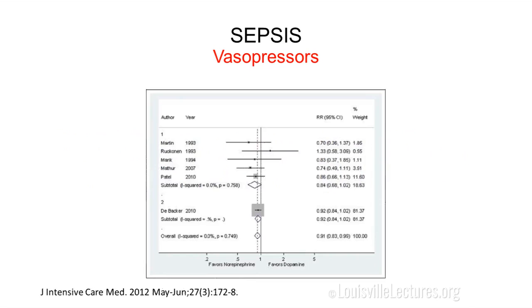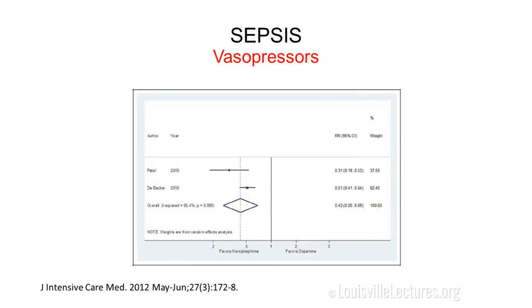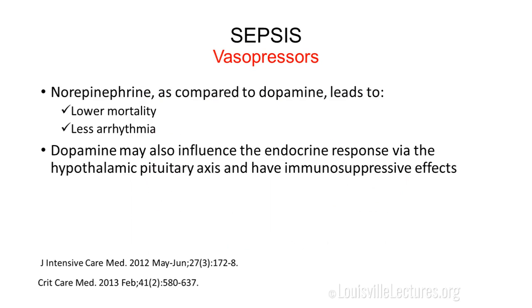But basically, what this meta-analysis shows is that the use of norepinephrine leads to a decrease in mortality by 90%, although the confidence interval is kind of wide. It also leads to a decrease in arrhythmia, and that's pretty significant here. So norepinephrine, as compared to dopamine, leads to lower mortality, less arrhythmia. Dopamine may also influence the endocrine response via the hypothalamic pituitary axis and have immunosuppressive effects. So the bottom line is norepinephrine should be a vasopressor of choice, particularly when you are comparing with dopamine.